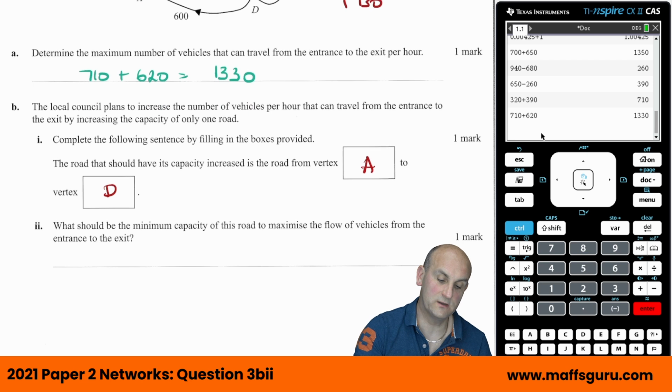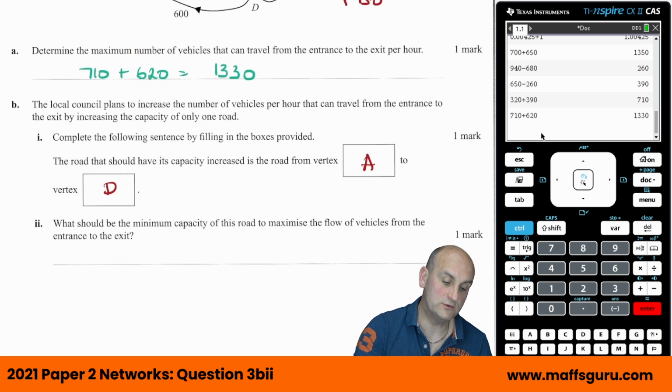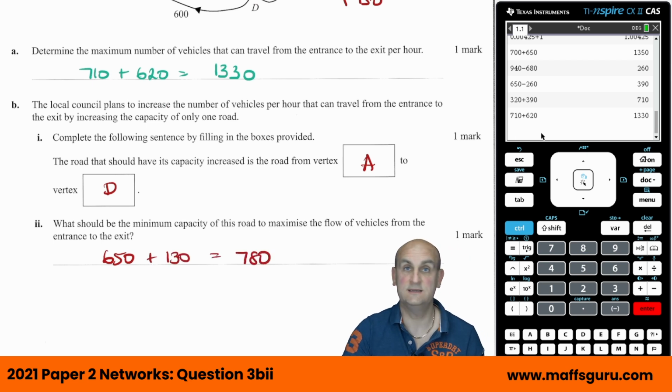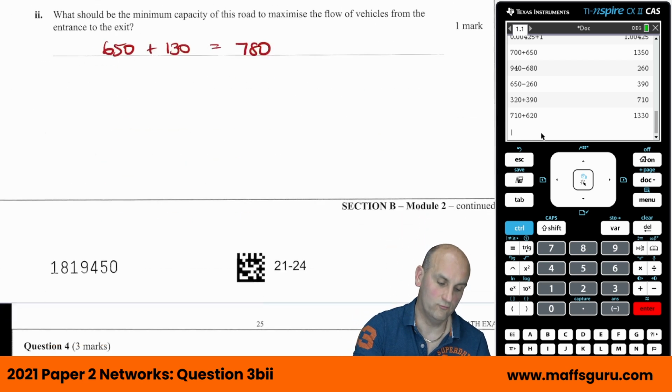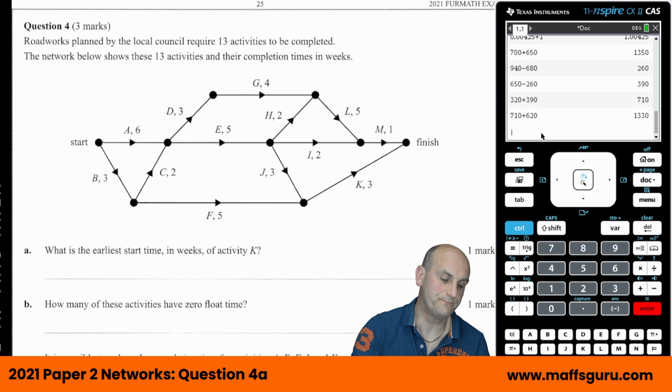What should be the maximum capacity of that road? Well, the original capacity was 650. Add on the 130 gives me 780. And that question, thank you very much to a number of people for helping me with that one, really freaked my head out.